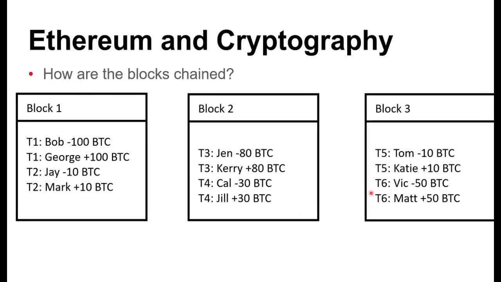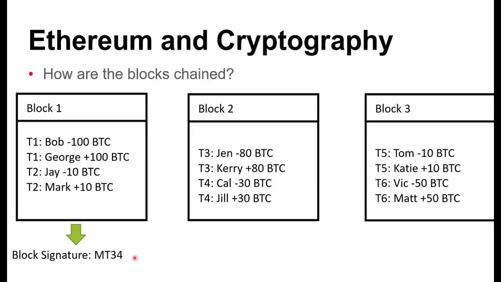So how are the blocks chained together? So we could see here in this transaction 1, George and Bob are transacting. Bob is sending 100 Bitcoin to George. And we can see here Bob's account is debited 100 Bitcoin. George's account is credited 100 Bitcoin. Jay and Mark in transaction 2 are transacting. Jay is paying 10 Bitcoin to Mark, so Jay's account is debited by 10 Bitcoin. Mark's account is credited. So ultimately, this block will fill up and it'll be hashed.